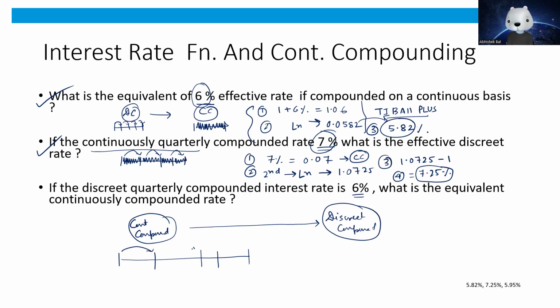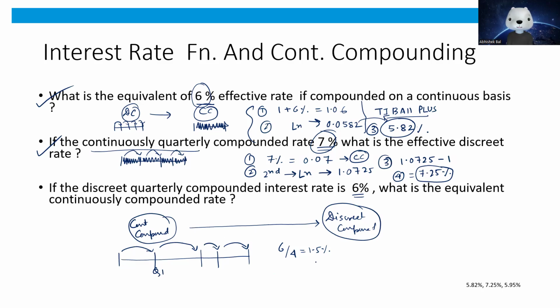The first half is all about getting the EAR. Why we need the EAR? Because it says that the discrete quarterly compound interest rate is 6%. So that means each quarter corresponds to 6% divided by 4 or 1.5%. Okay, so each of this quarter is being compounded at 1.5%, and then we have to find out the equivalent continuously compounded rate. Obviously, the continuously compounded rate is always annualized. There is no way you could break it down to monthly, daily, or half-yearly period, any period you can think of. Precisely why it is called continuously compounding.